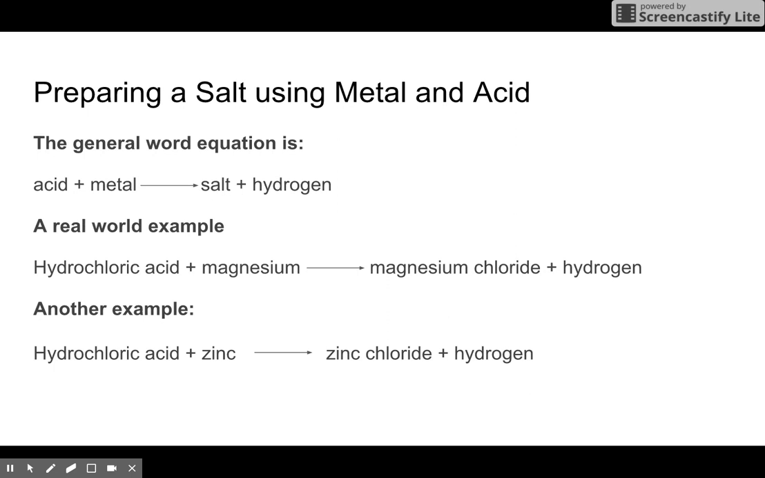There is a pattern in the reactions of metals with acids. When a metal reacts with an acid, there are 2 products, salt and hydrogen. So when the magnesium reacts with the hydrochloric acid, the products are magnesium chloride and hydrogen. The word equation for this is magnesium plus hydrochloric acid yields magnesium chloride and hydrogen.